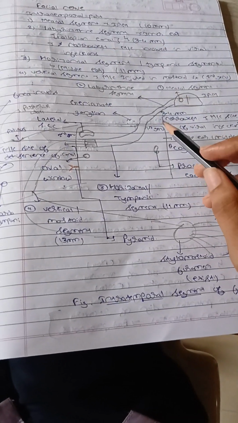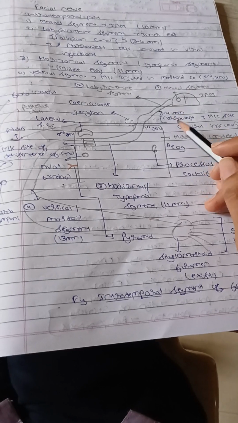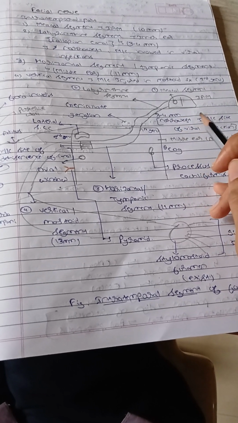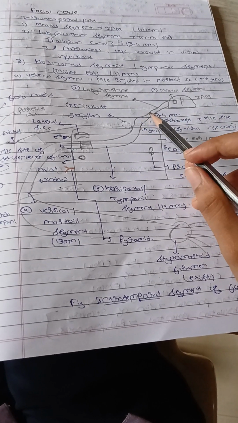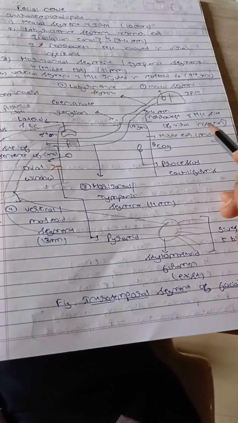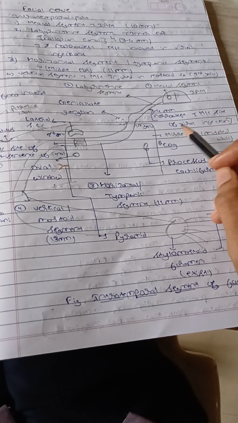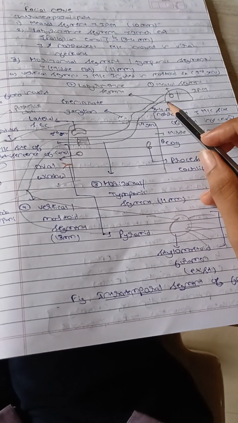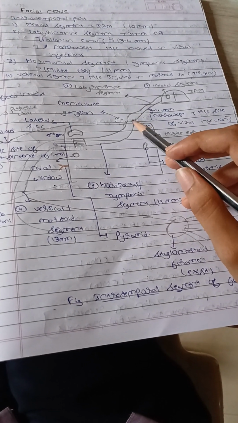Then comes the labyrinthine segment. This is the labyrinthine segment. It is 3 to 4 mm long. It is the narrowest and the shortest part of the facial nerve, and it is the most common site for viral infection because it is the narrowest part. Then comes the first genu.